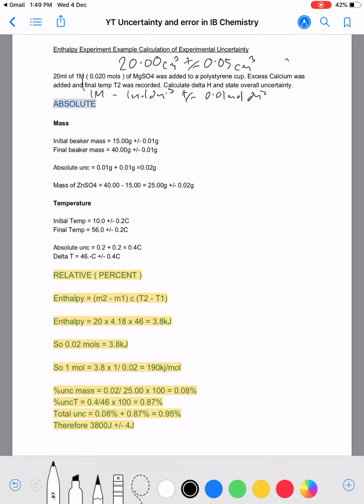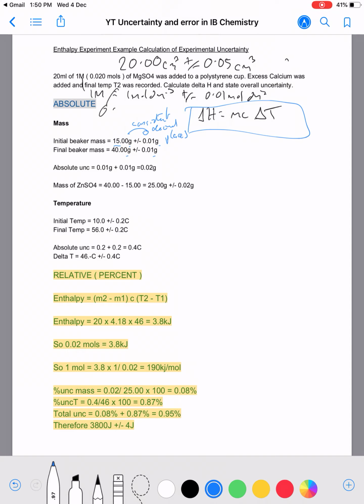Excess calcium was added and final temperature T2, which I'll mention down below, was recorded. Calculate delta H. Well, we know delta H is MC delta T. Every man, woman, child, and beast knows this. So what do we have? Well, let's say the initial mass was 15 grams. Now it looks good, look. Same number, consistent decimal places. A common cause of marks down on analysis is inconsistent decimal places. 2dp, 2dp, beautiful. 2dp, 2dp. Fictitious numbers, but that's why they are there, so you can see the example.